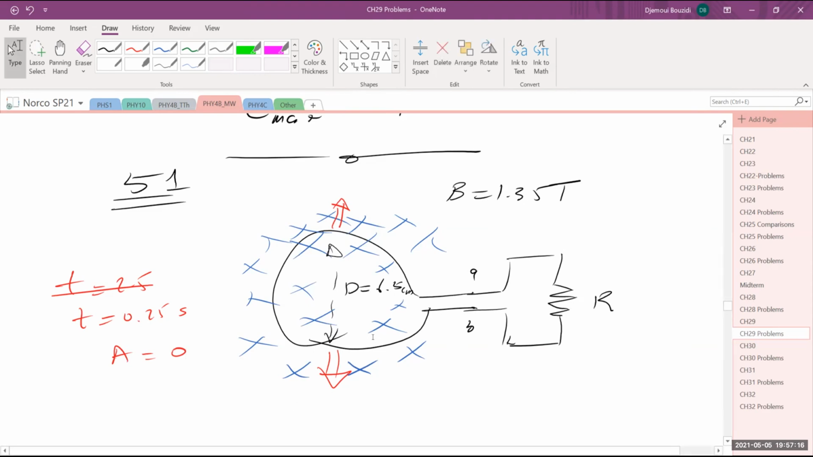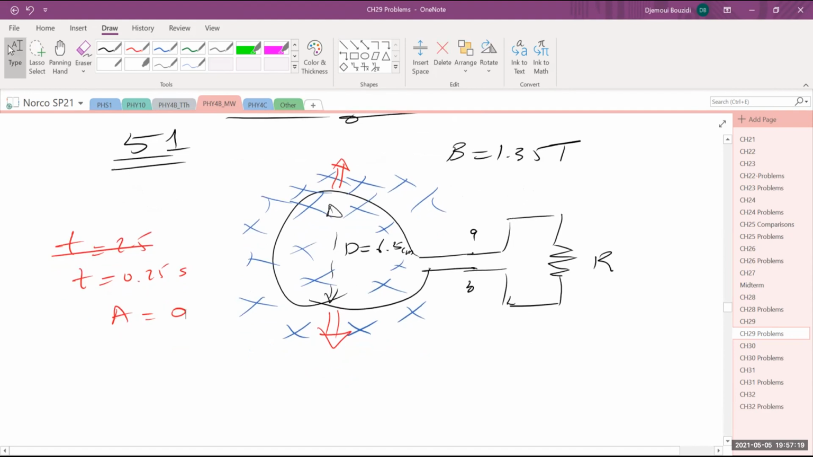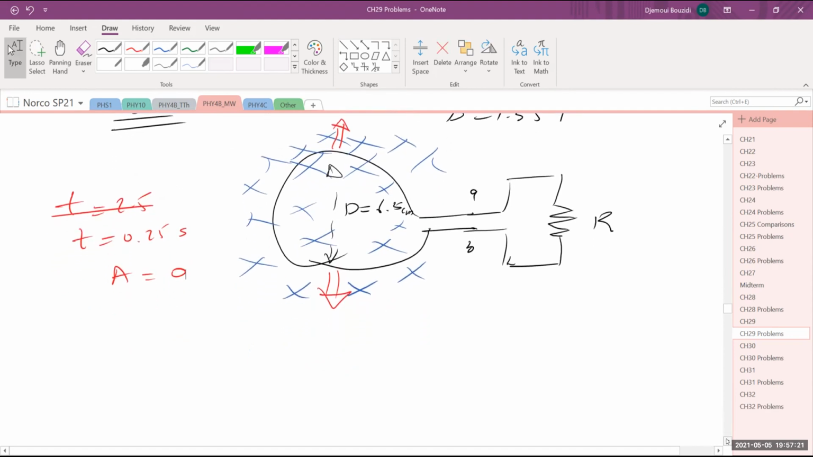Because this area is shrinking in size, we need to find the flux now. The flux is clearly into the screen, because the area is into the screen and everything is a magnetic field into the screen. So the flux is simply the product of the area times the magnetic field. That is it, because cosine of 0 is 1, since both of them are in the same direction. However, the area is not fixed. The area is changing as a function of time.